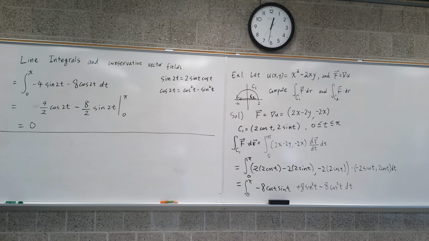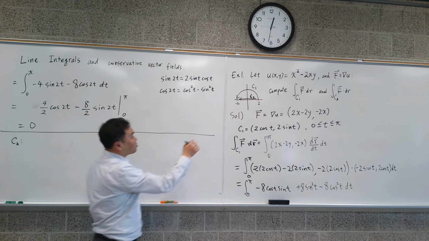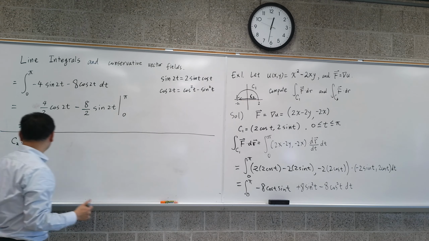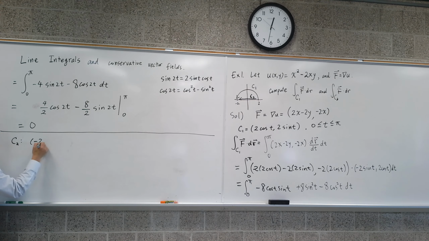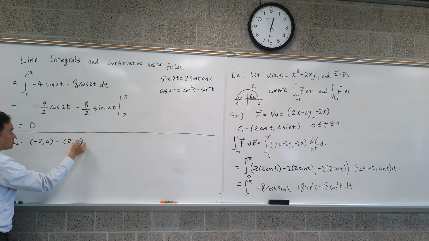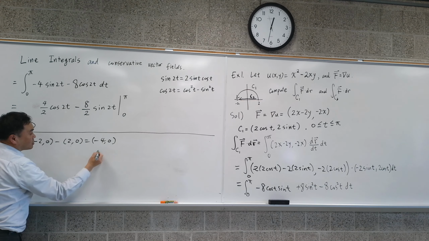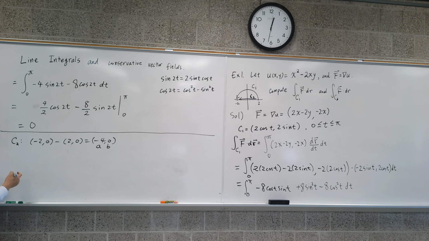Now, what about C2? C2, as I explained before, you always do the terminal minus initial. The terminal point is negative 2 comma 0, right? And the initial point is 2 comma 0. So you do negative 2 comma 0 minus 2 comma 0, that gives you negative 4 comma 0. That's your direction vector. And because your initial point is right here, you get x equals 2 minus 4t, and y equals 0 plus 0t, and t goes from 0 to 1.